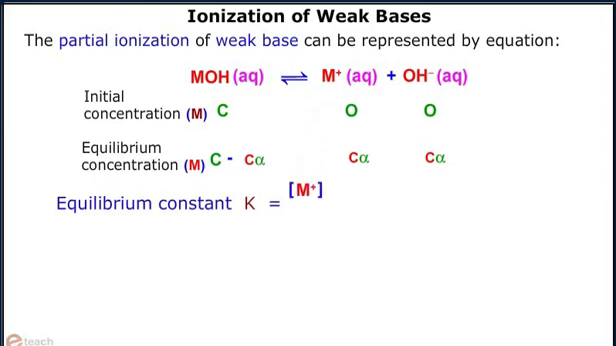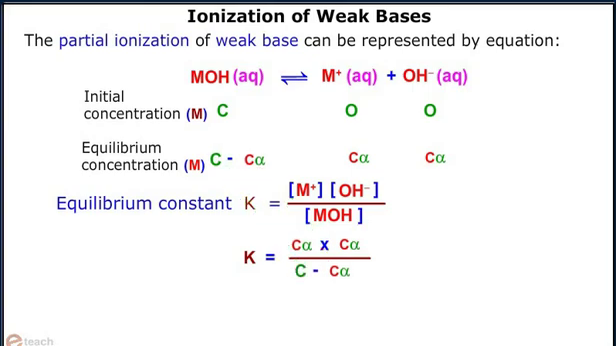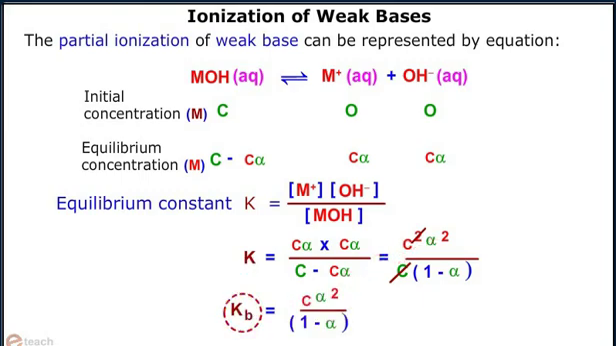Since we know that the equilibrium constant K equals the concentration of M+ multiplied by the concentration of OH− upon the concentration of MOH, K equals Cα into Cα upon C − Cα, which on simplifying gives Cα² upon 1 − α, which equals Kb.